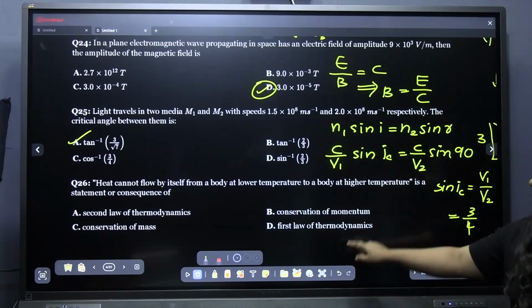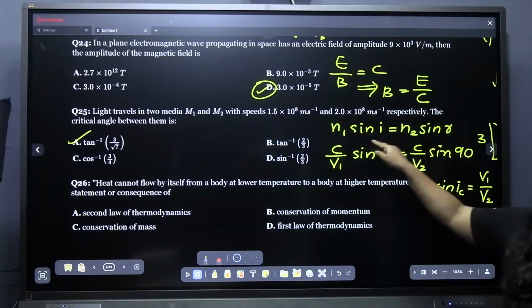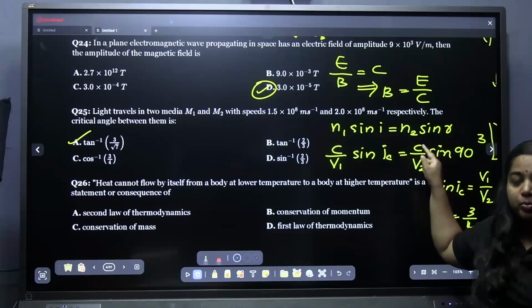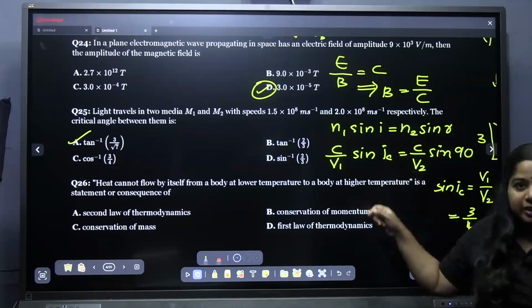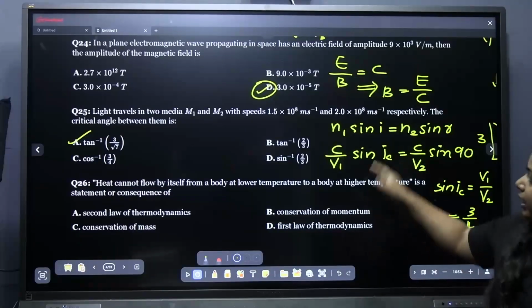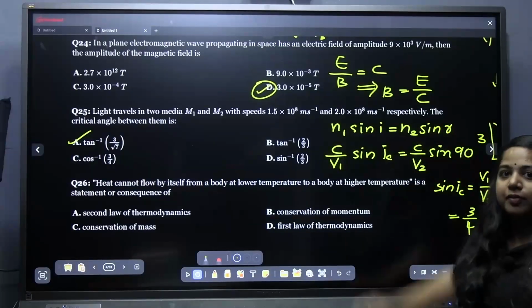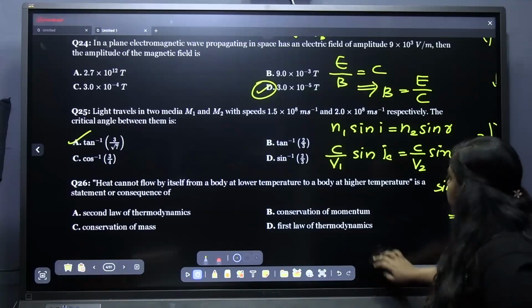So because of this reason, you should always write Snell's law in its proper form, not like sin i by sin r equal to n2 by n1. Don't write like that. If you write it in its proper form, you will be able to solve more questions. Okay.